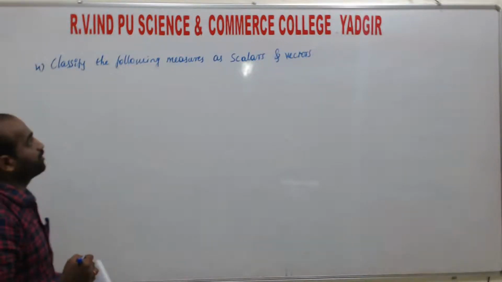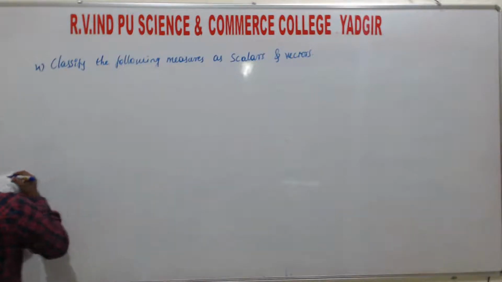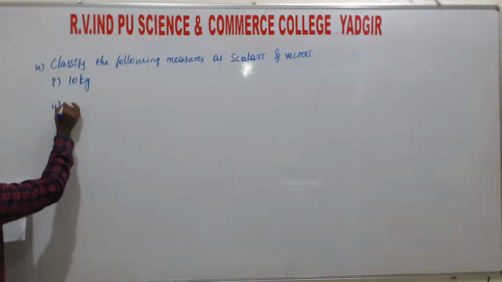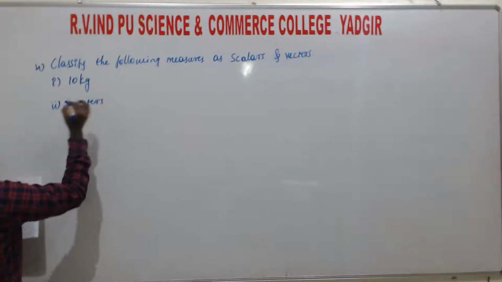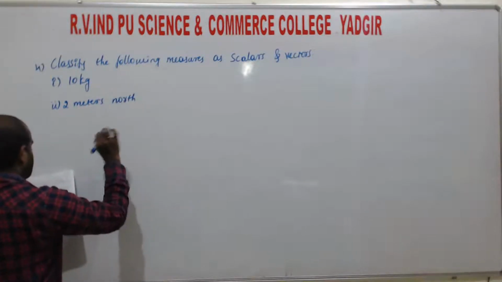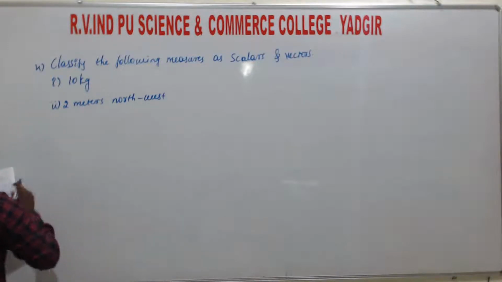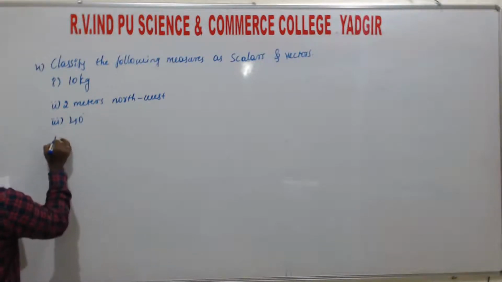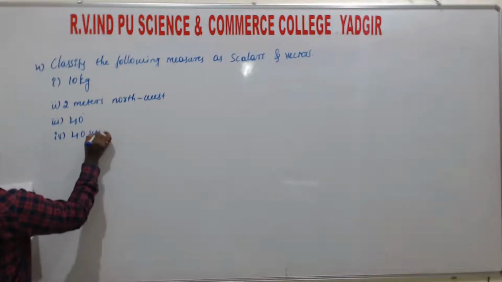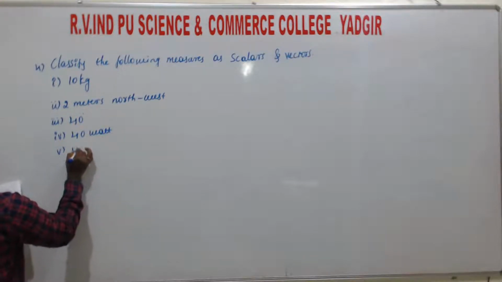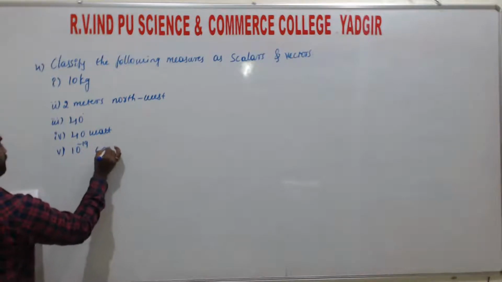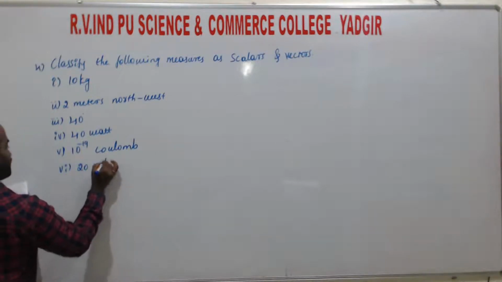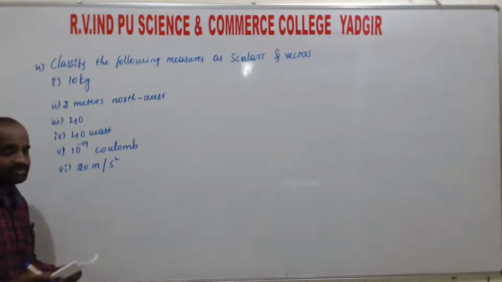Fourth one, classify the following measures as scalar or vectors. First one, 10 kg. Second one, 2 meters north to west. Third one, 40 degree. Fourth one, 40 watt. Fifth one, 10 power minus 19 coulomb. Sixth one, 20 meter per second square.